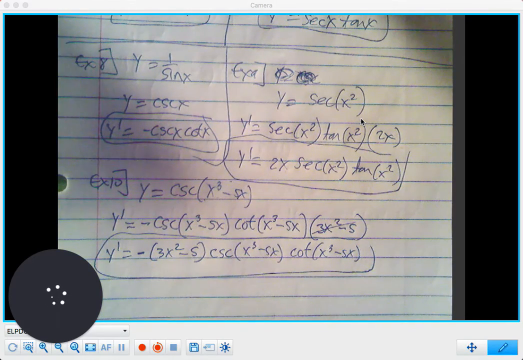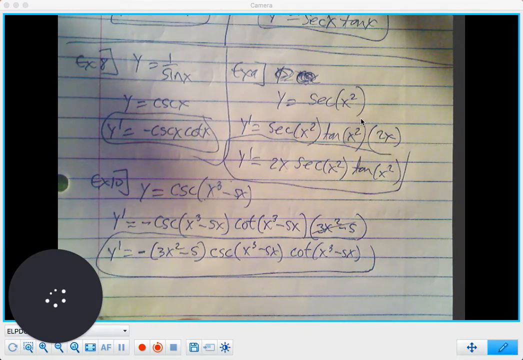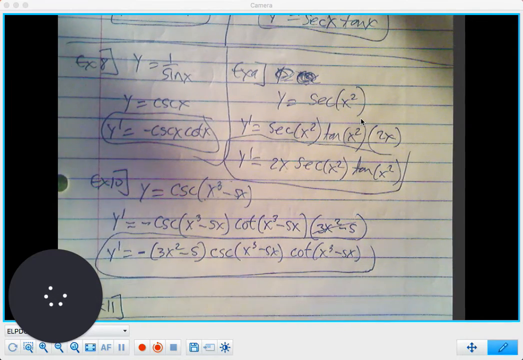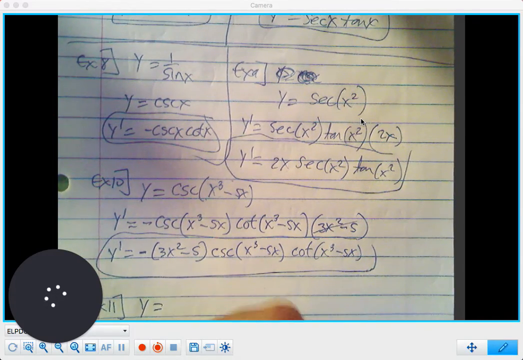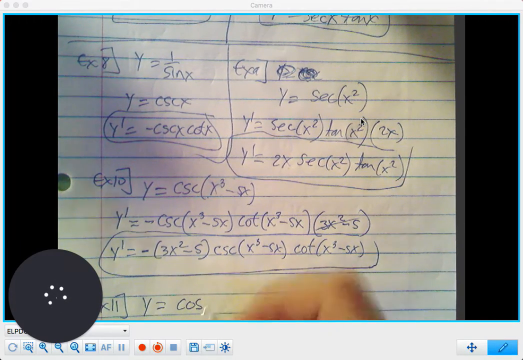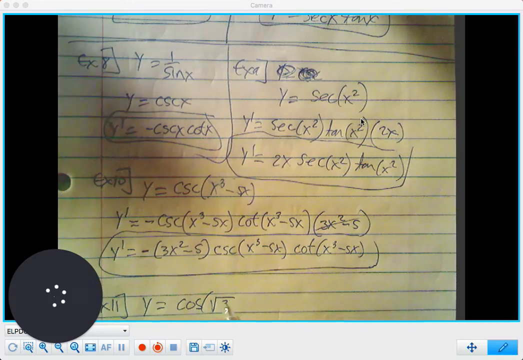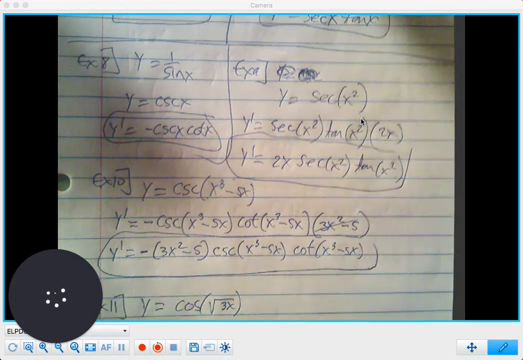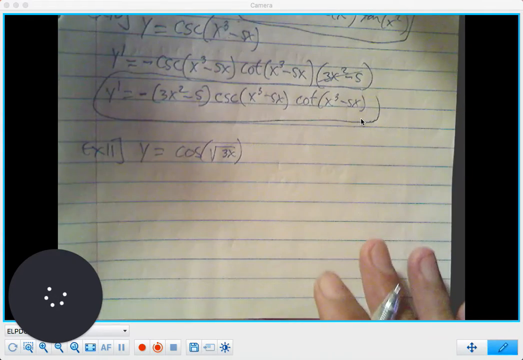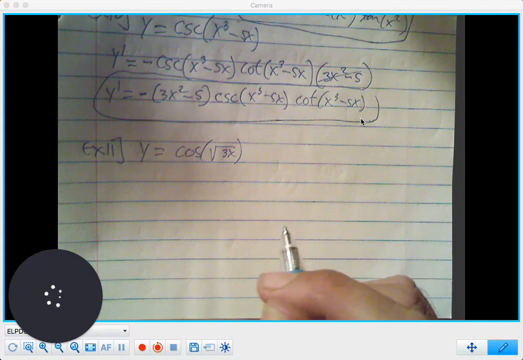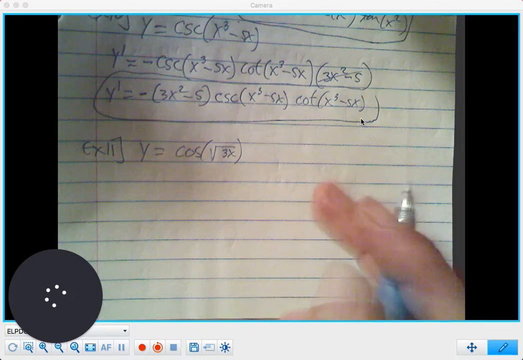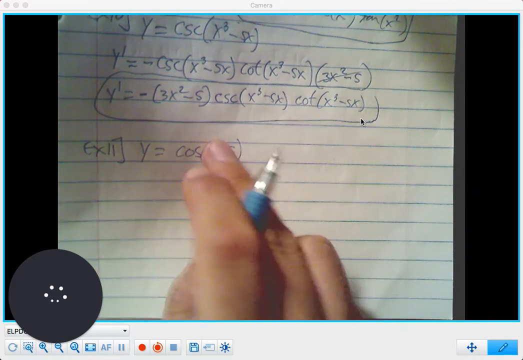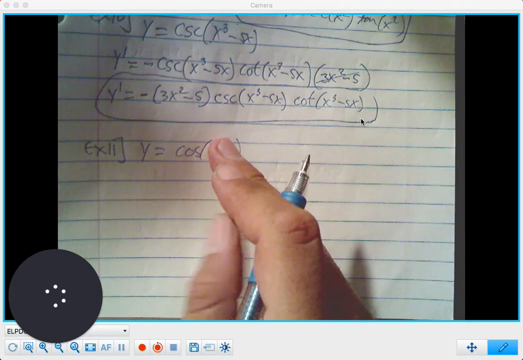I think this would be one of the hardest problems, but let me see if I can find a more difficult one. Oh, let me do this one. Y equals cosine of the square root of 3x. Can you guys see? Let me move it up. So y equals cosine of square root of 3x. Oh my god, this one has a square root. Forget about it. Close it. Cover it.